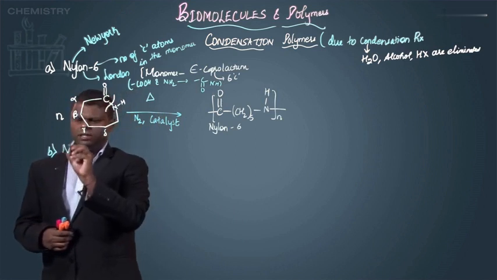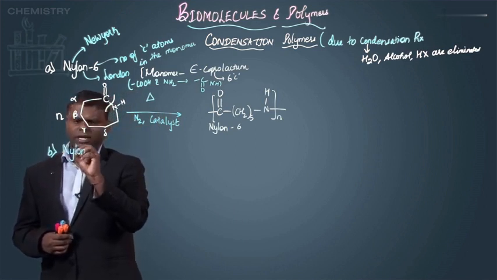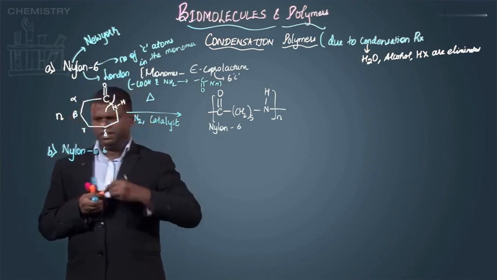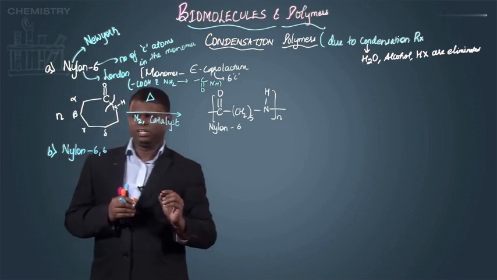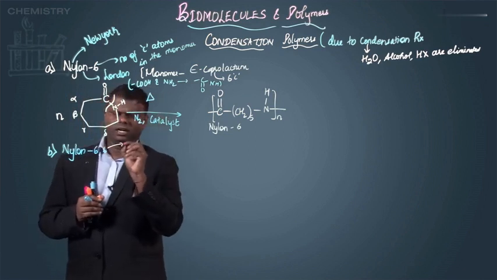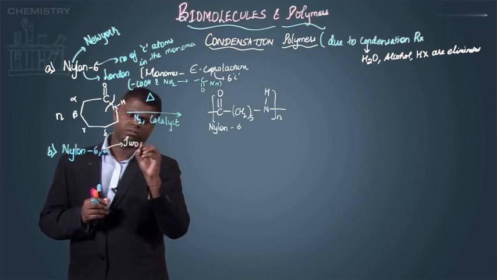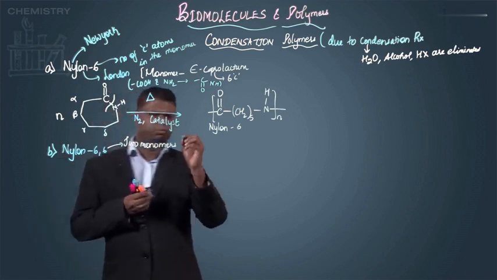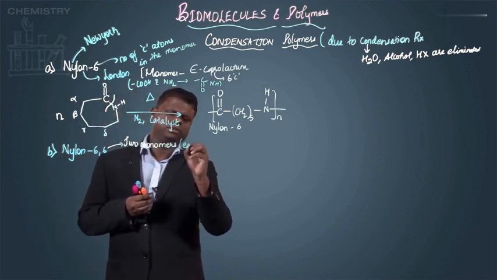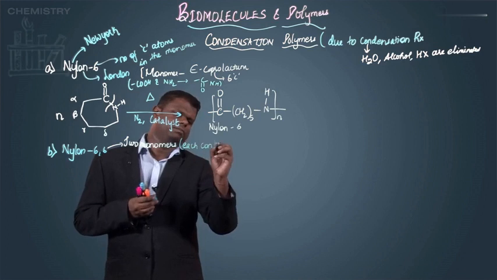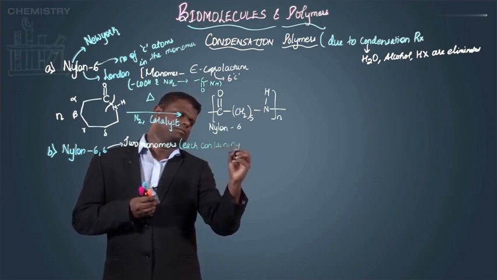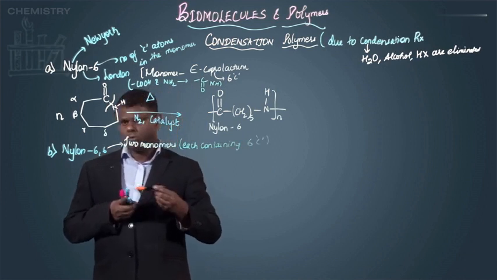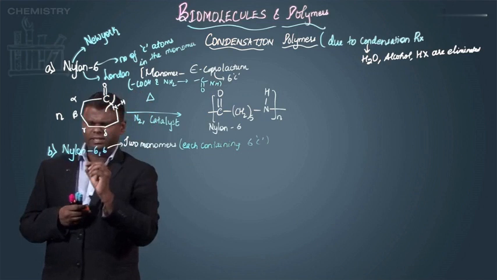It is another nylon, and the name of this nylon is nylon 6,6. As we are already aware, NY stands for New York, LON stands for London, and 6,6 means there are two monomers, and each monomer contains 6 carbon atoms. Now let's have a look at the monomers.